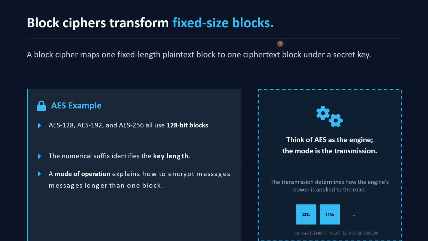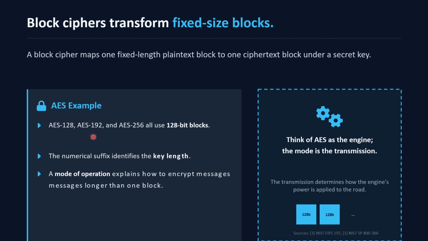Next are block ciphers, which work on fixed-size blocks. A block cipher maps one fixed-length plain text block to one ciphertext block using the secret key. The major example of a block cipher is AES.